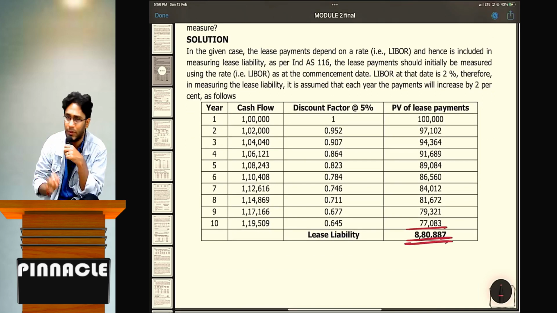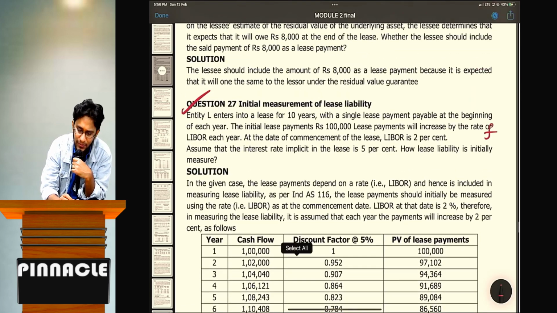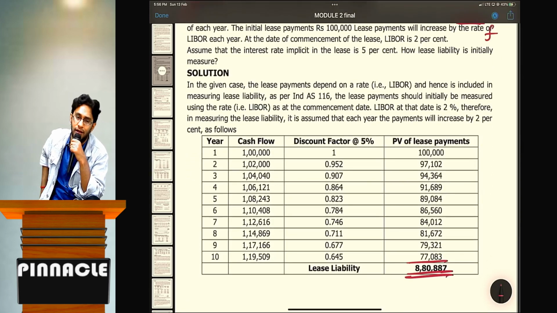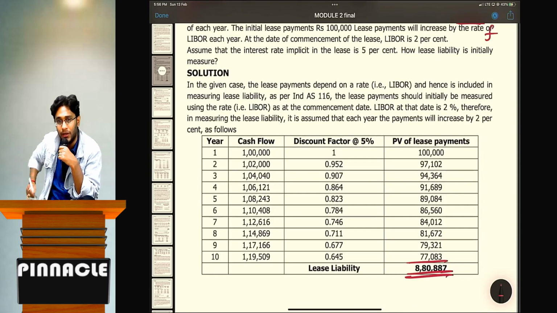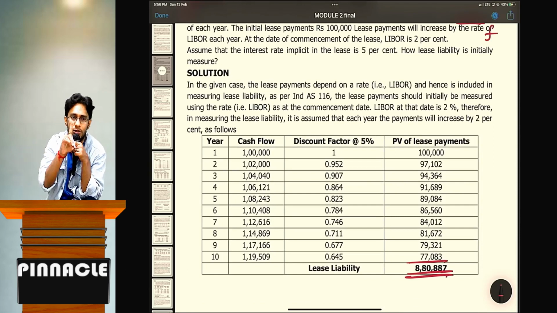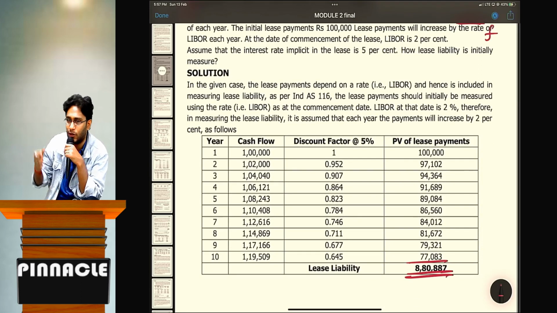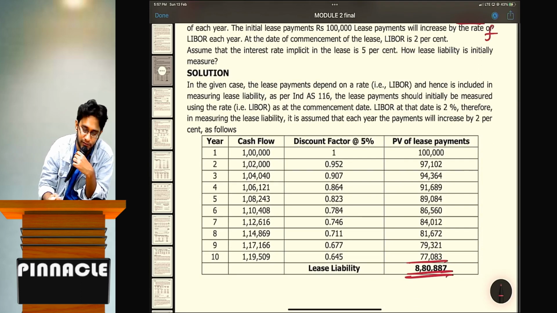One mistake people can make is, lease payments are made at the beginning of each year. So when he wrote year 1, that is not year 1 ending. That is year 1 beginning. Year 1 beginning means right now. The PV factor is 1. So there you should be careful. Normally in the table, the first year PV factor is not 1.